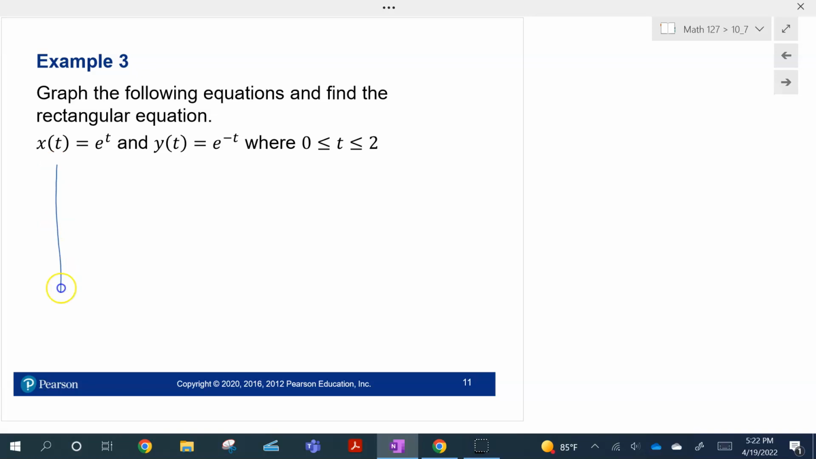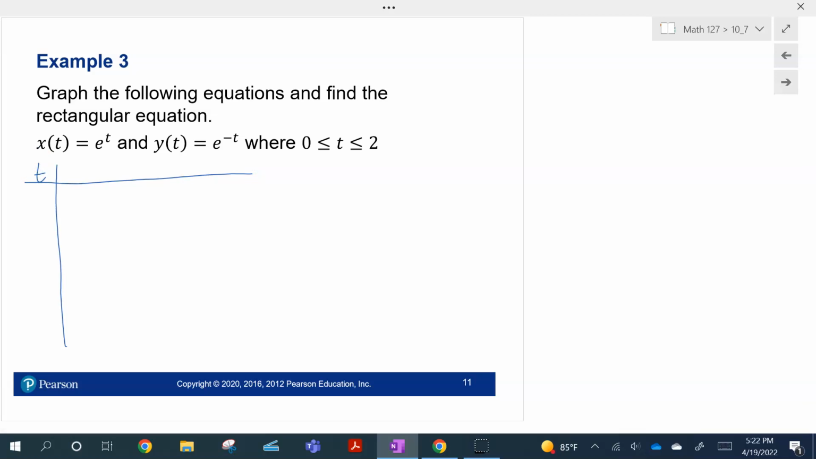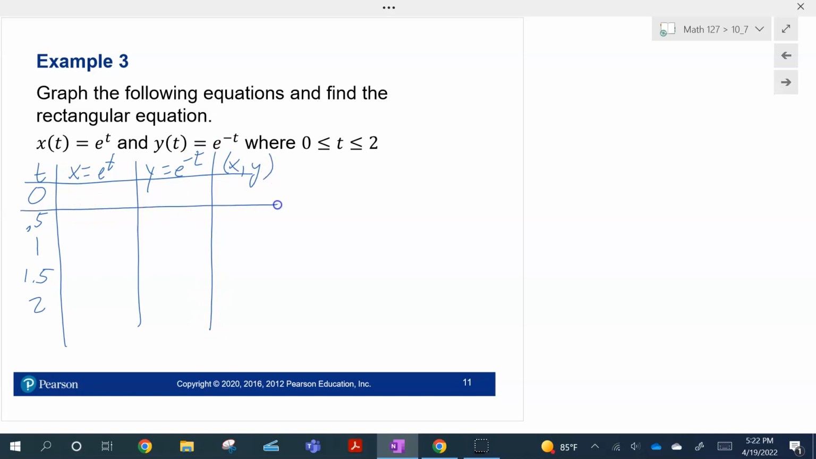y equals e to the negative t. Notice our t's go from 0 to 2. So instead of going 0, 1, and 2, let me throw in 0.5, 1, 1.5, and then 2. So we have a few more points, right? x is e to the t, y is e to the negative t, in other words 1 over e to the t, and then we've got the ordered pair x, y that's spit out.